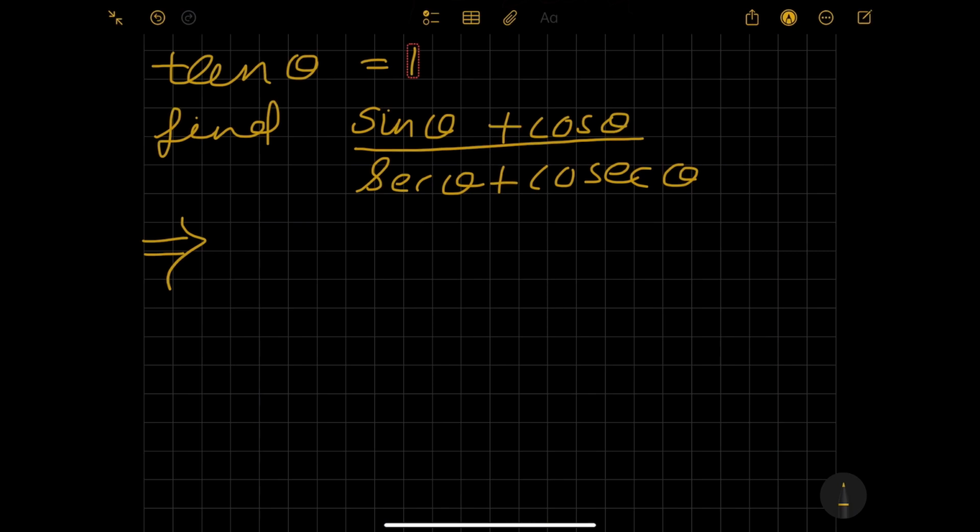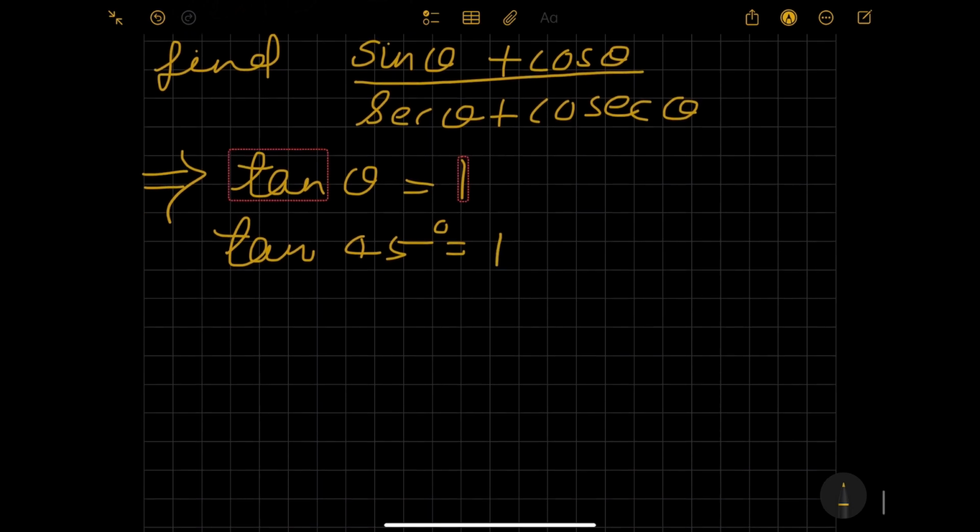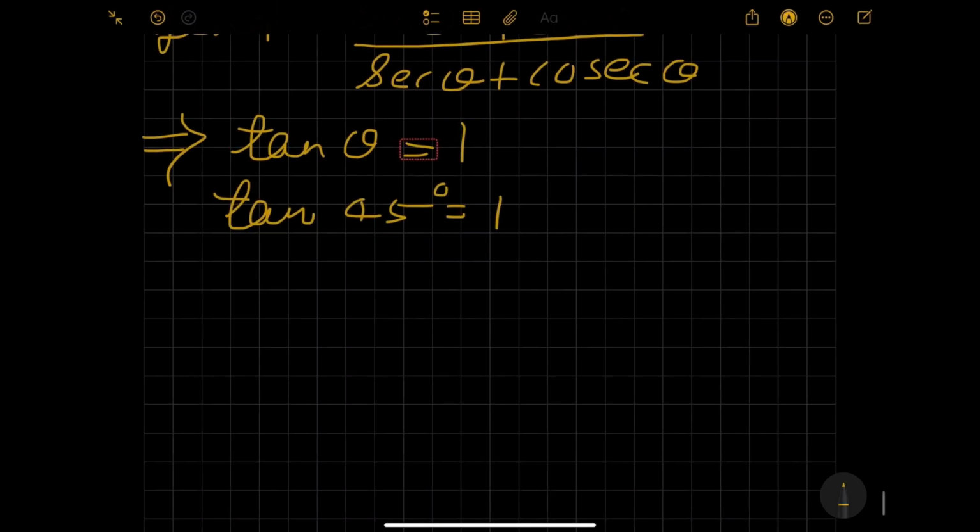And today we have a question: tan theta equals 1, and we have to find (sin theta plus cos theta) over (sec theta plus cosec theta). This is a question from grade 10. Here we have tan theta which is 1, right? And we know that tan 45 degrees is also 1. So I'm using theta as 45 degrees.